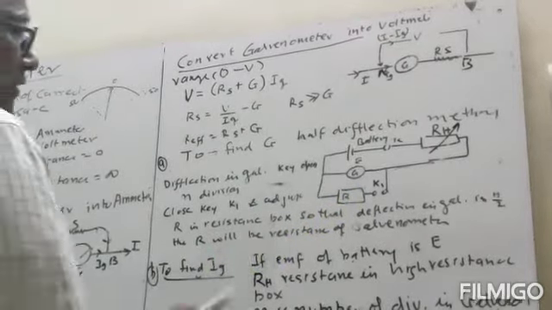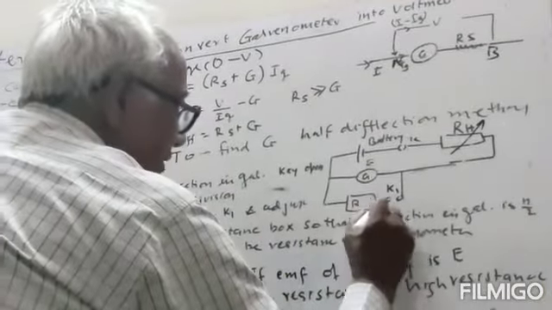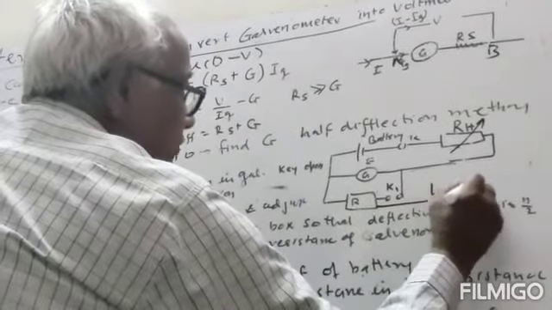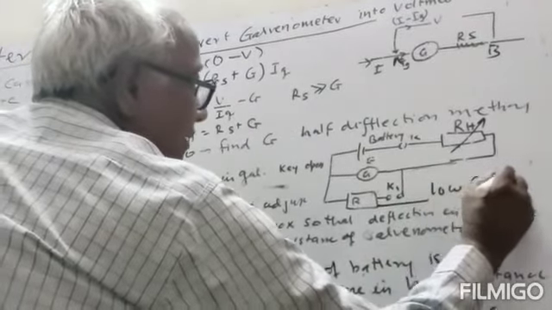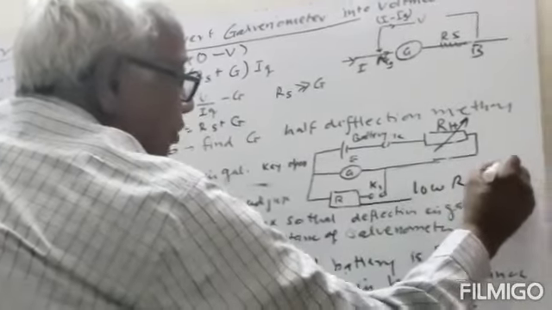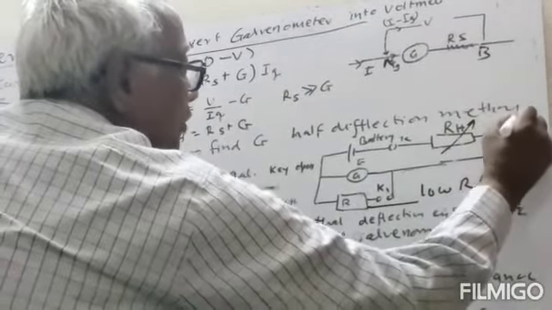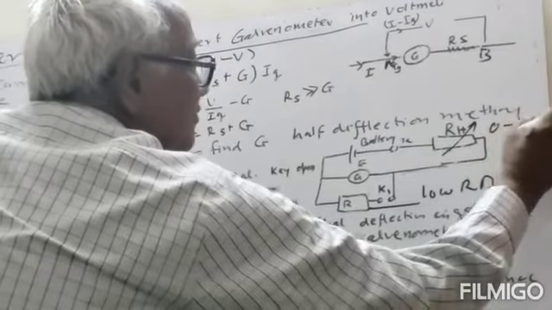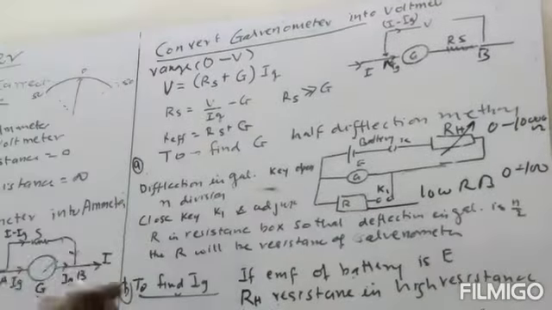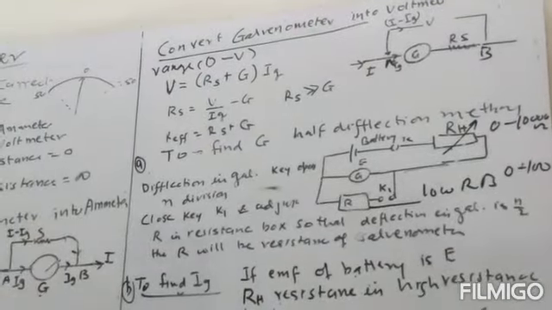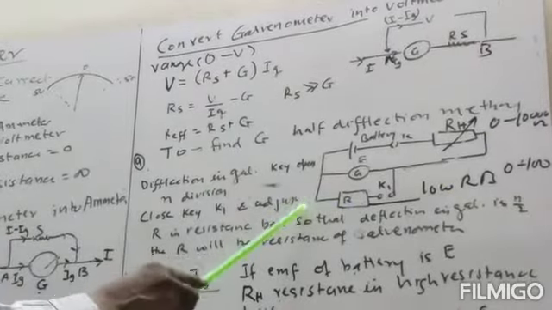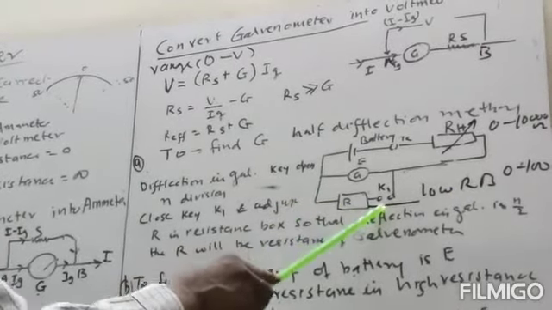This is the low resistance box, which means its resistance is 0 to 100 ohm. Here the high resistance box was 0 to 10,000 ohm. So that is the high resistance, and this is the low resistance. It is connected in parallel with the key.